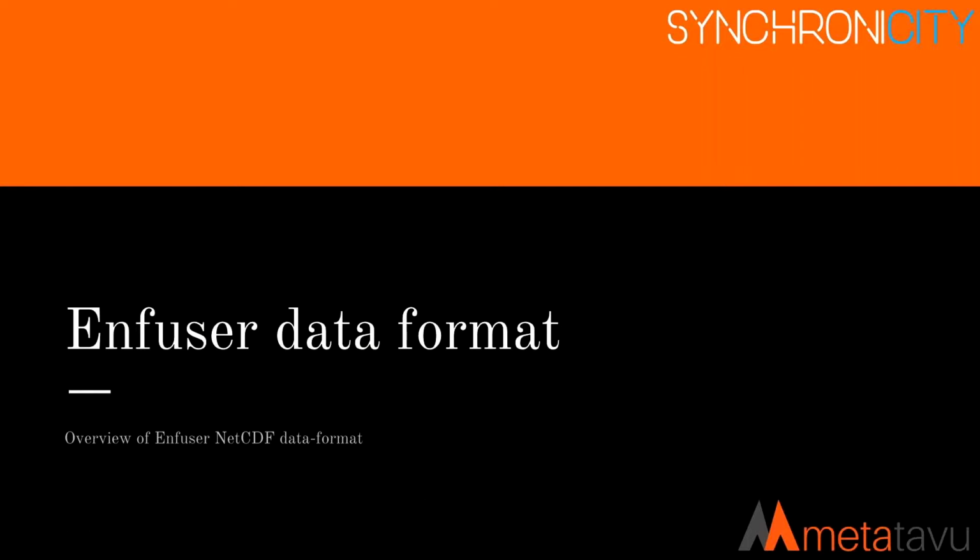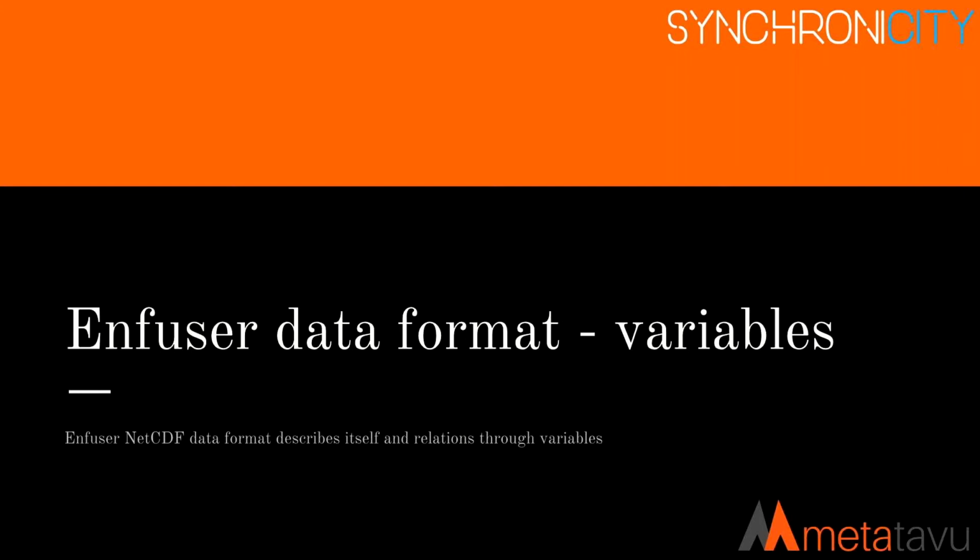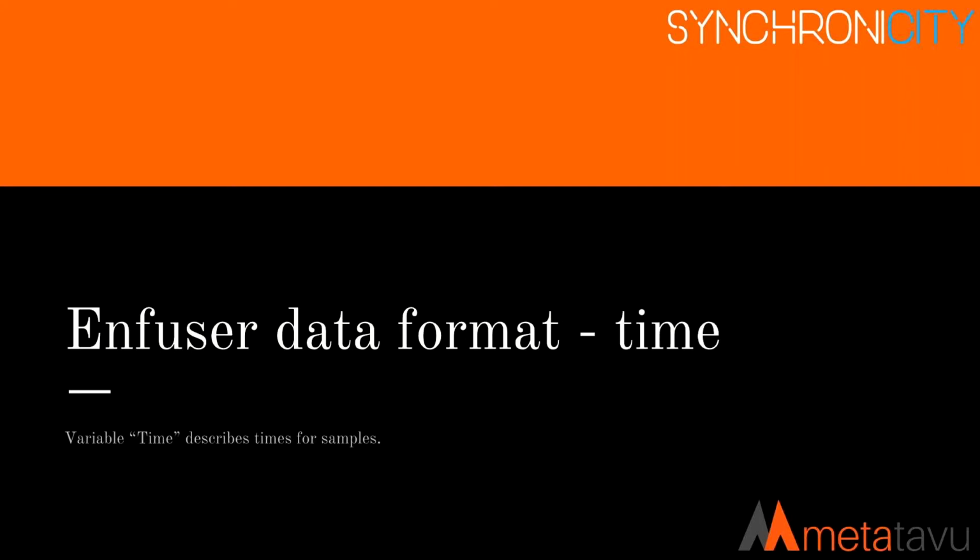Yeah, and now we can take a closer look at the Enfuser data format. We already saw that the file is netcdf, but how does Enfuser use that format? The data is expressed through variables which describe their own data type, their unit, and also their relations to other variables. There are a couple of important ones, like time, which is a variable that describes time from some moment on forward. So the unit could be hours since some moment in time.